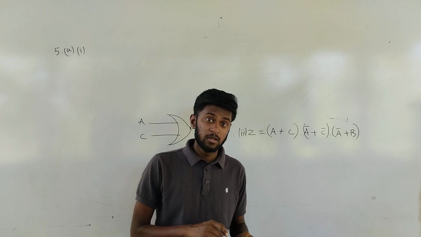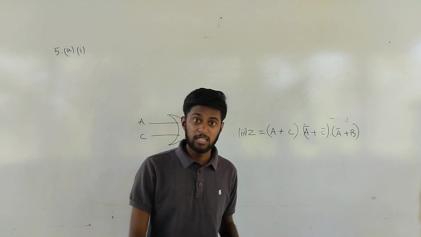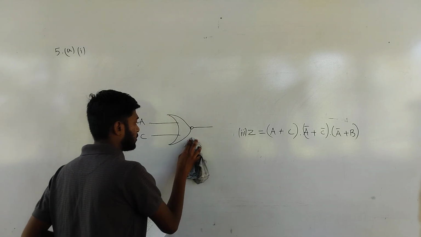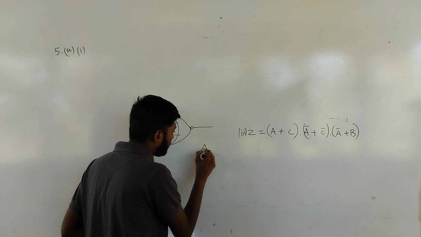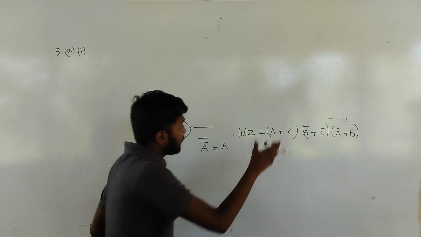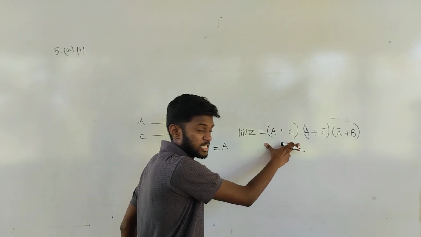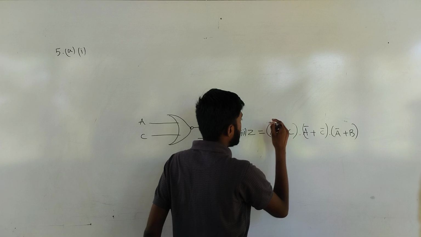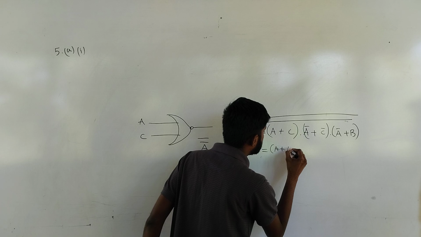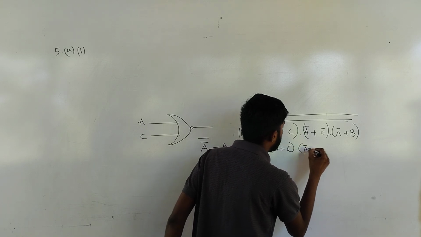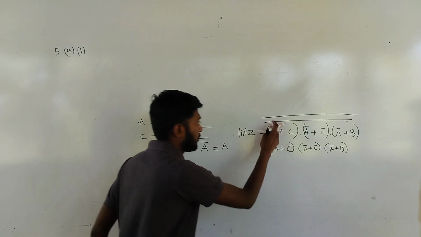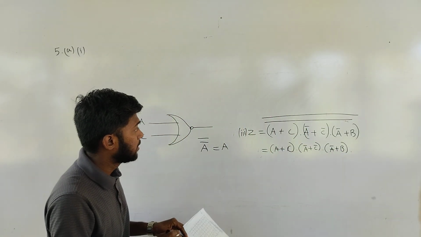So how to draw the logic circuit using NOR gates? I will tell you the easiest way today. You students know that A double bar is equal to A. So for this simplified POS expression, if I put double bars, what will I get? I will get the same (A plus C) dot (A bar plus C bar) dot (A bar plus B). So there is no change if I put a double complement on top.